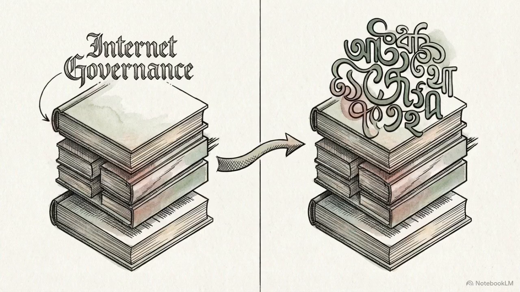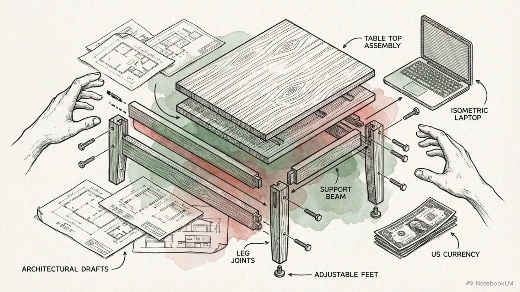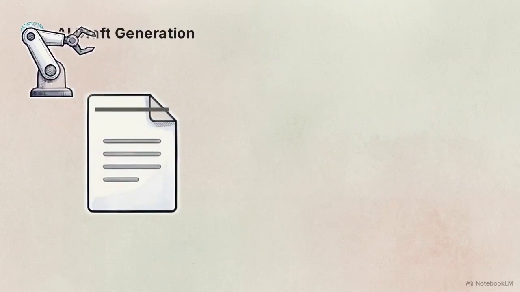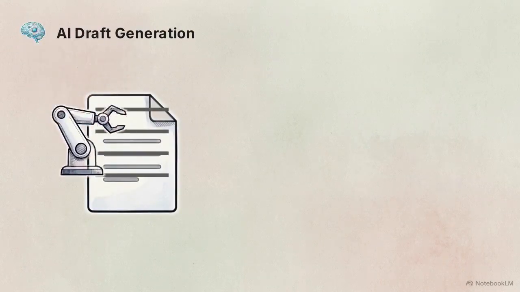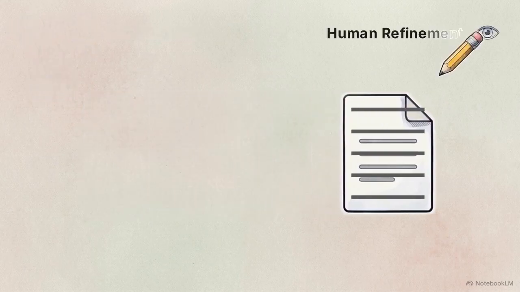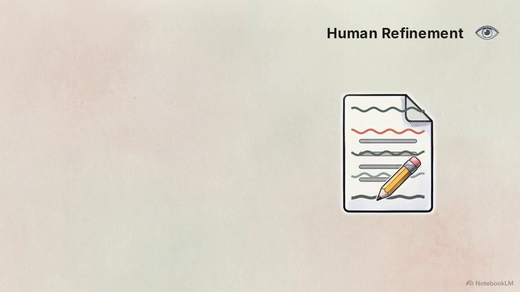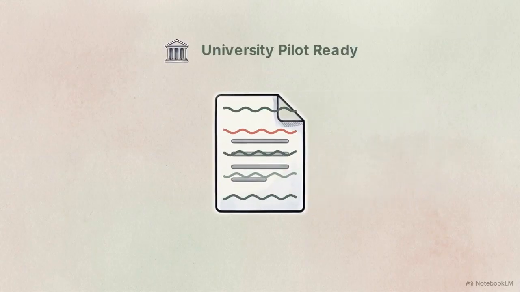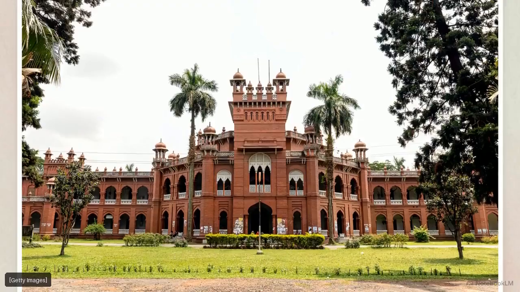To bridge this digital divide, a volunteer initiative called the Virtual School of Internet Governance set out to localize a 10-module curriculum into Bengali. They operated entirely at the grassroots level, backed by a total budget of roughly $2,000. The team utilized an AI-human hybrid workflow. Artificial intelligence generated rapid first drafts of the text, while human reviewers refined the output to ensure natural flow and precise educational clarity.